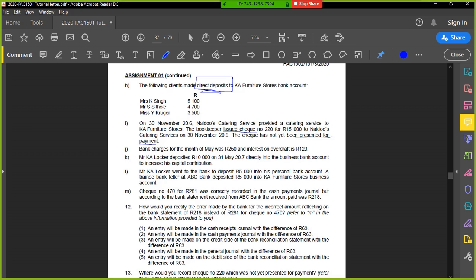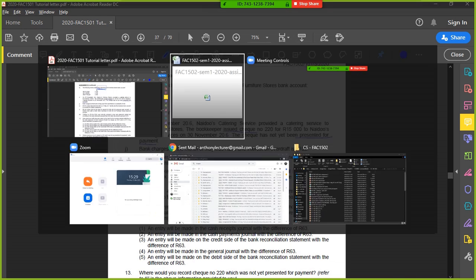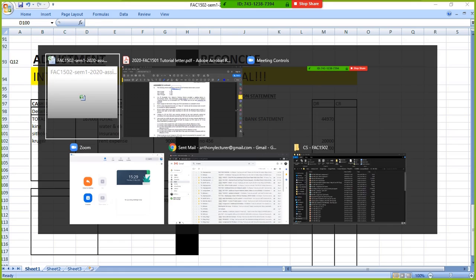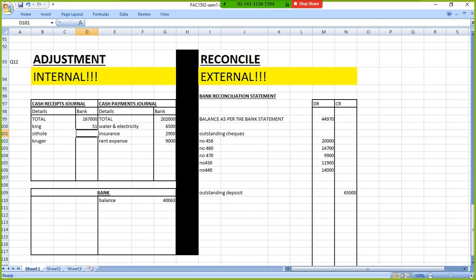Right, the following clients made direct deposits. Direct deposits, what are they viewed as? Receipts or payments? Receipts. Good. Adjust to reconcile. Direct deposits. Adjust. Very good. Okay, direct deposit means it's on the bank statement, not in my books. King, Satoli. And here's the last one. Kruger. Okay, amounts. 5147.35.